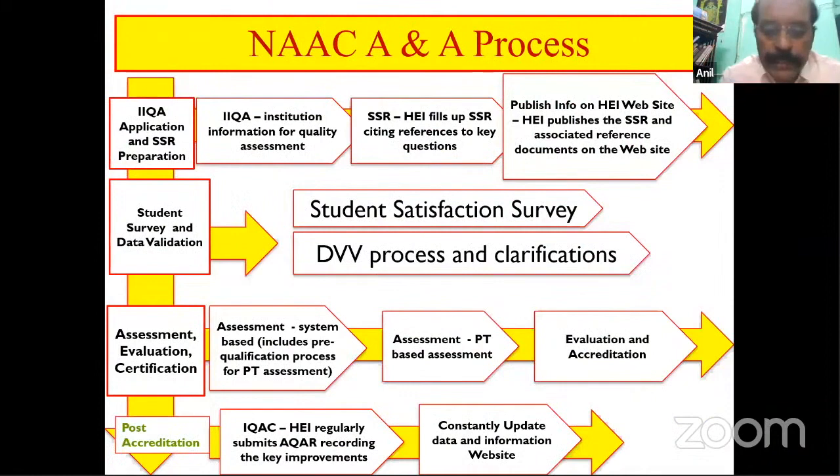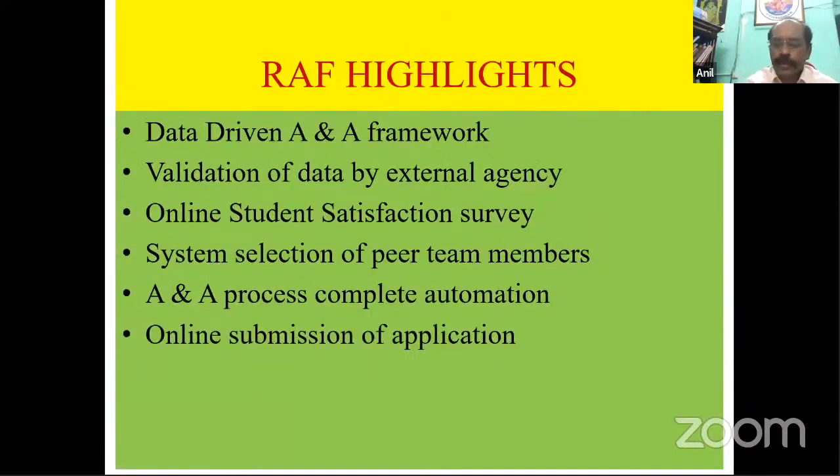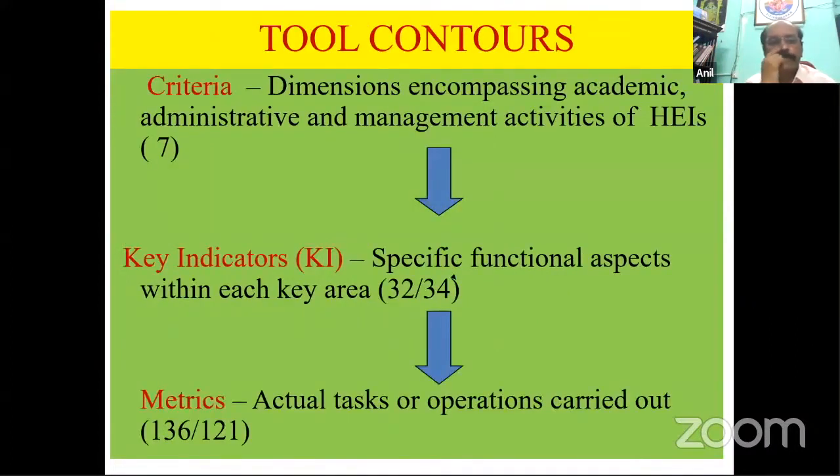You all know the process of NAAC. I don't want to go into the details. So the revised accreditation framework highlights that it is data-driven, almost ICT-based, with validation of data by external agencies. Not a single agency, there are multiple agencies. NAAC is hiring some external agencies. There is also an online student satisfaction survey, system selection of peer team members, AI process complete automation, and online submission of application. These are the highlights of the new ICT model.